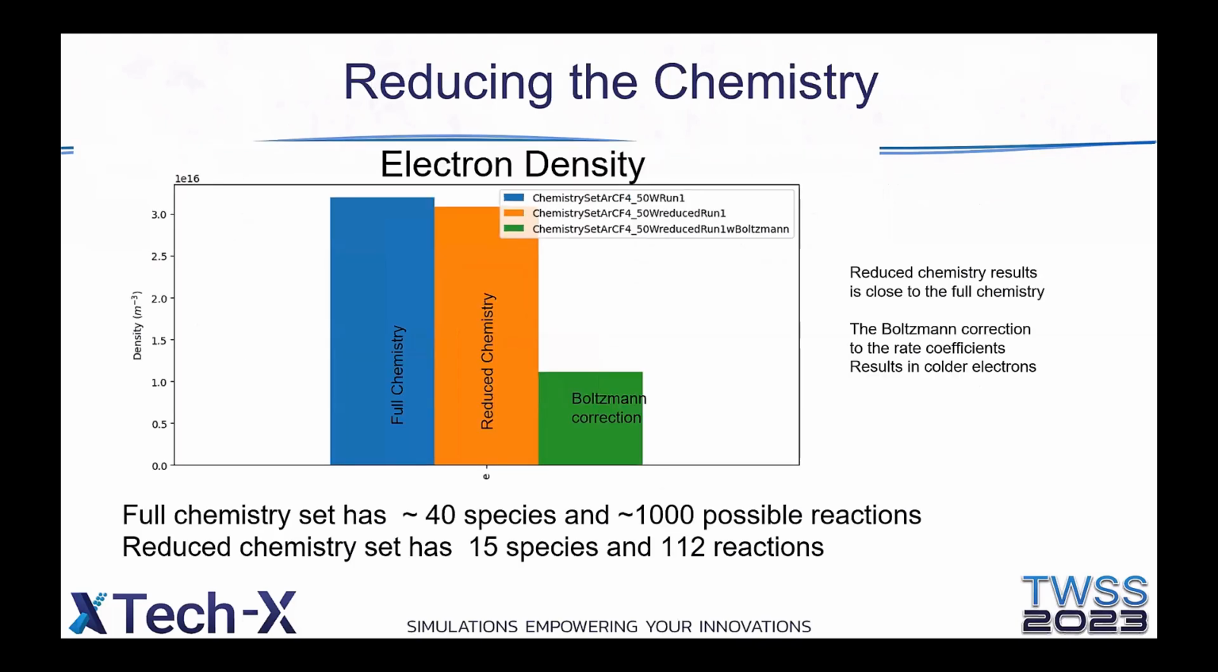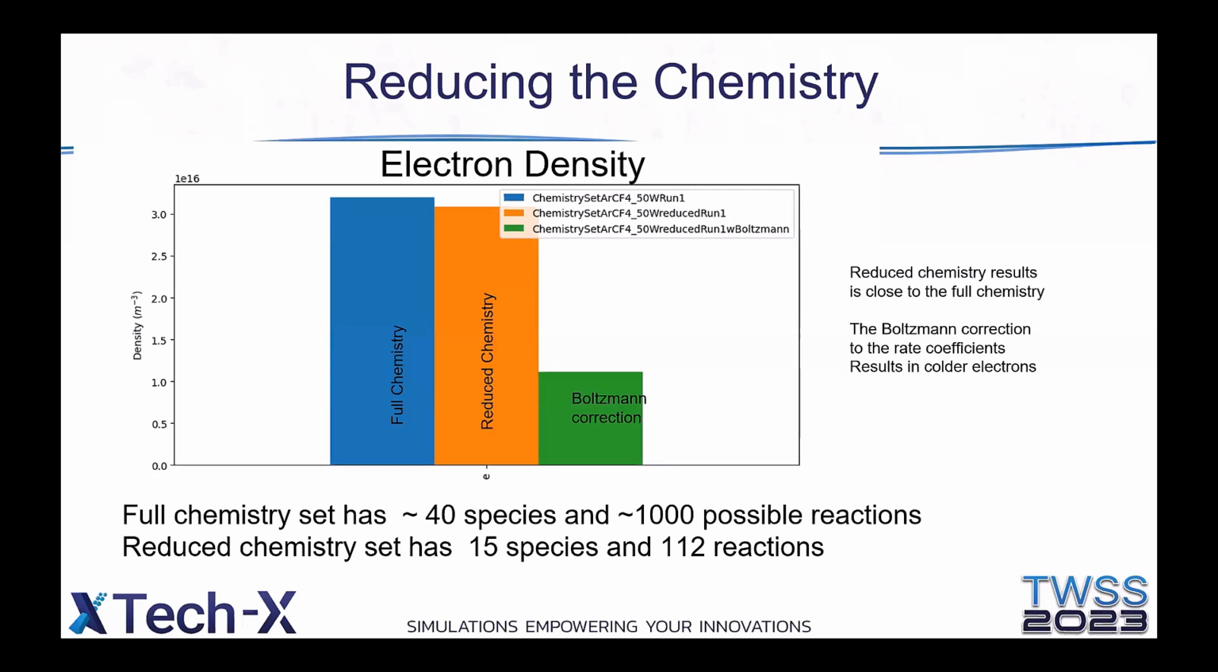And then here's a plot of that reduction that I was talking about. This is electron density here. The full chemistry gives us an electron density of about 3 × 10¹⁶. The reduced chemistry is pretty close. And then there's about a factor of 3 difference in the density when I do the Boltzmann correction. For us, we're just trying to get in the ballpark of the initial density. So if we're within an order of magnitude, then for us, that's a good starting point.